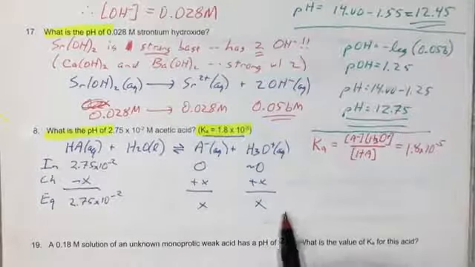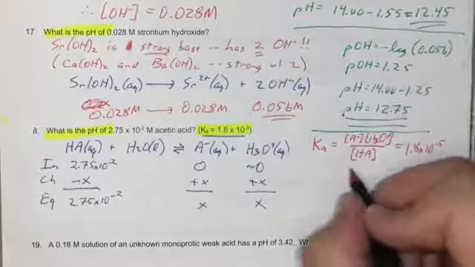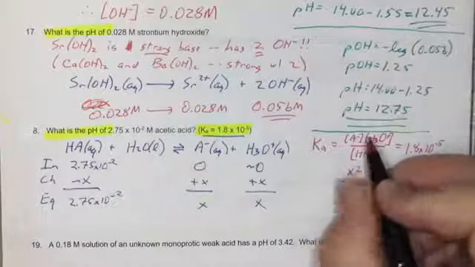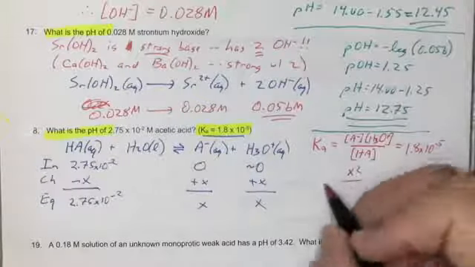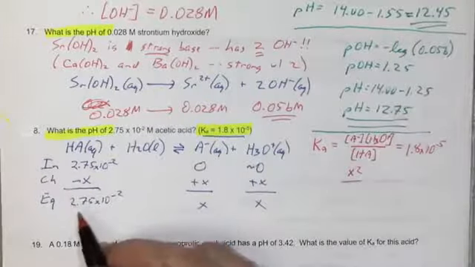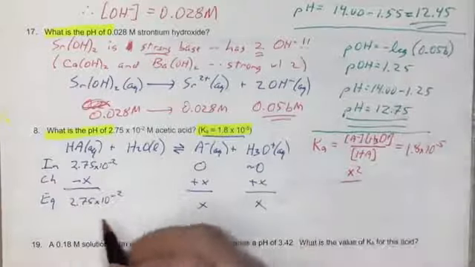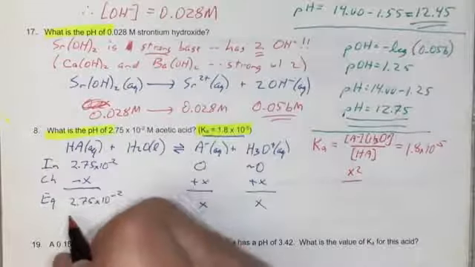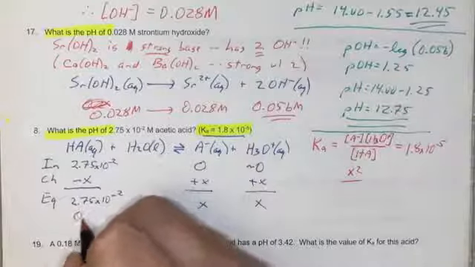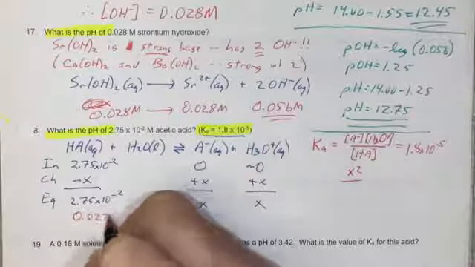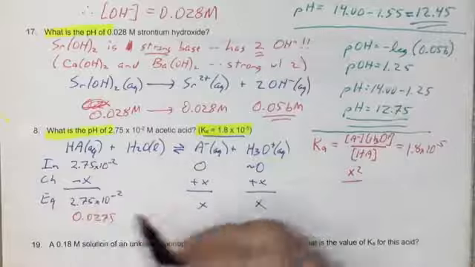Okay. So let's plug in these equilibrium values. In the numerator, I'm going to have x squared, because x times x is x squared, divided by 2.75 times 10 to the negative 2. Let's take this out so it's not in scientific notation. Let's call this 0.0275. That way we won't get confused, that's not an x.